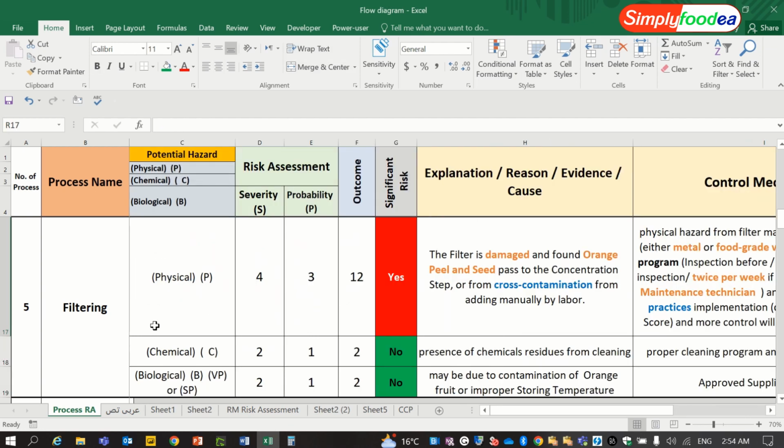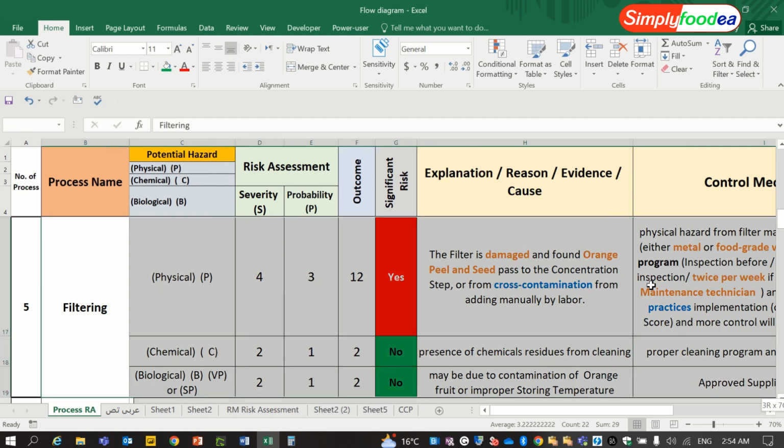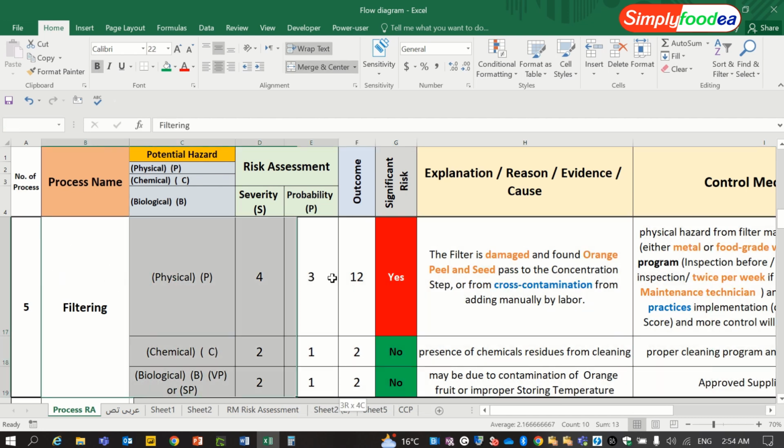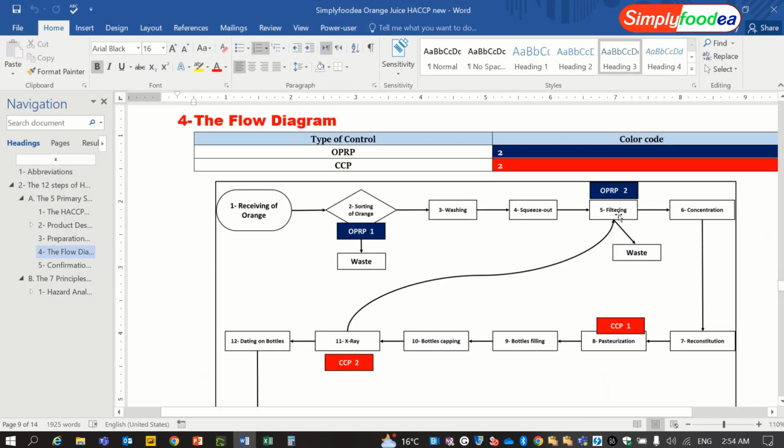So in this video we have done the hazard risk assessment for the filtering process, and we must mention again where in the flow diagram I'm having waste. So I'm having waste from the sorting of orange and I'm having waste from the filtering process. In the upcoming video I will continue with the concentration and the reconstitution. They are very similar to each other. The concentration is removing water and reconstitution is adding water again.